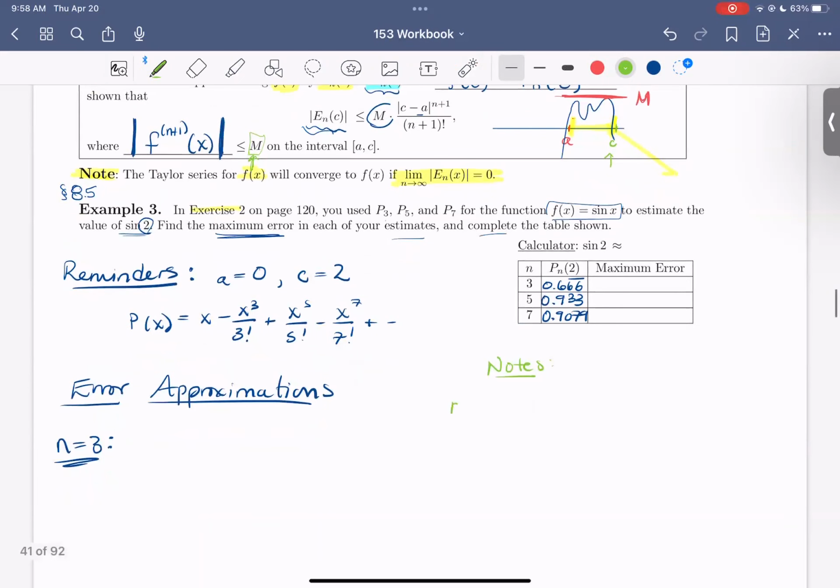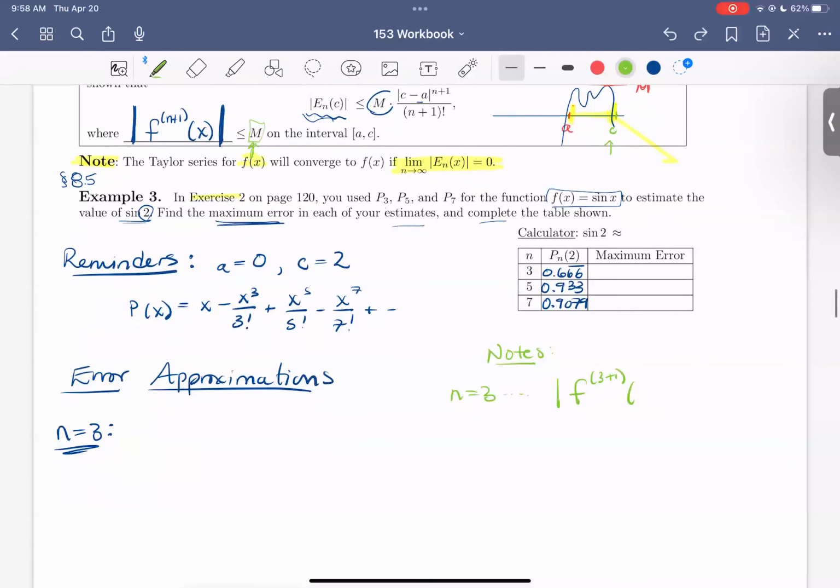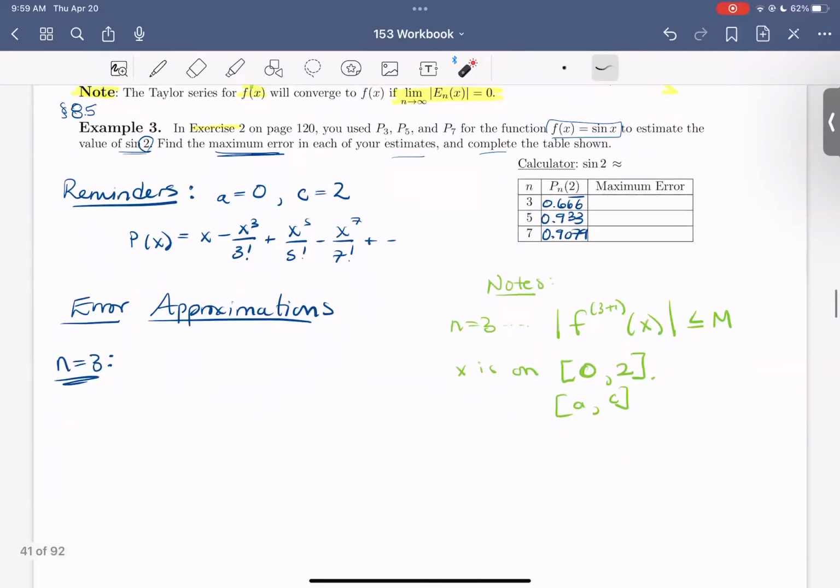So for when n equals 3, we need to find the M associated to n equals 3. So we need to consider the 3 plus 1 derivative of f on the interval from 0 to 2. Just a note, x is on the interval from, not 1, rather 0, that's our a, to 2. Recall that's a to c. So to do this, we need to compute that fourth derivative of f. So let's go ahead and write those out.